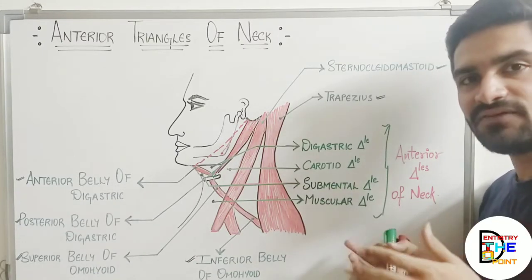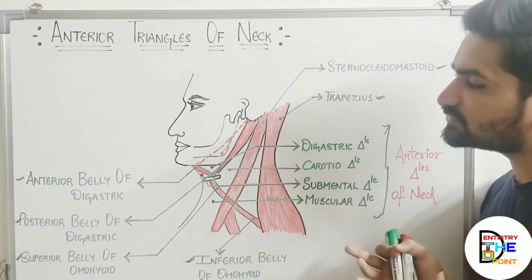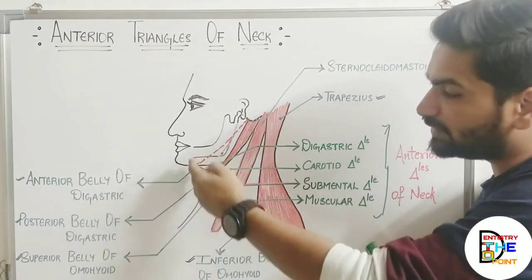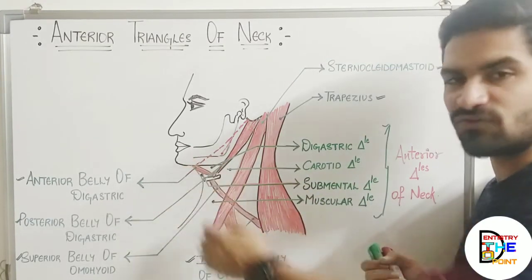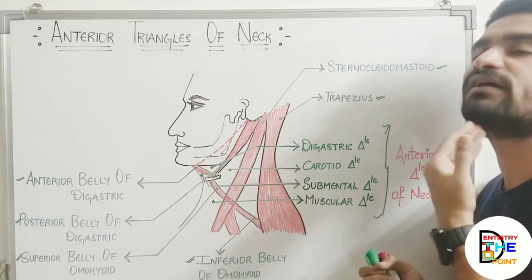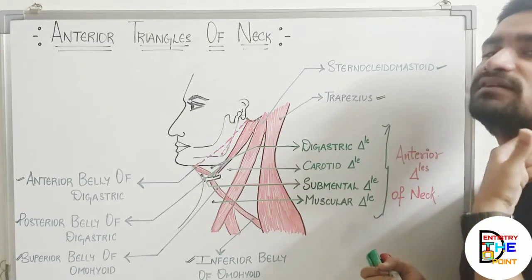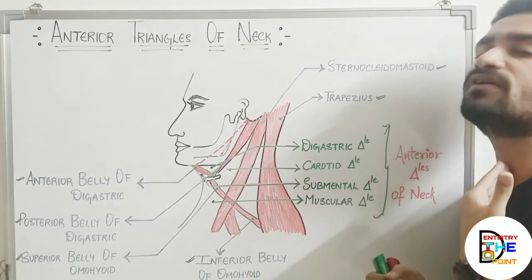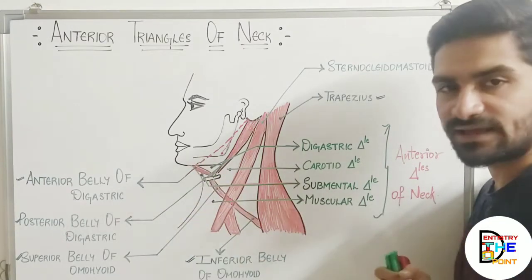So firstly, starting with the boundaries of the anterior triangle of the neck. There are 3 boundaries. Medially, it is the midline of the neck. It is going to be divided into 2 parts, and here the 4 triangles are going to be present. So this is the midline of the neck, and the midline of the neck is one boundary.